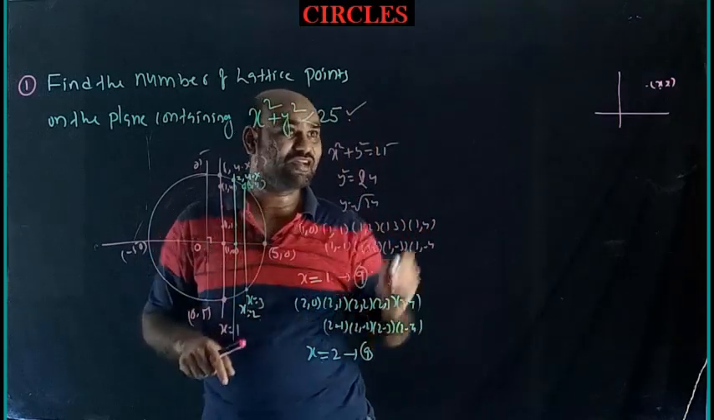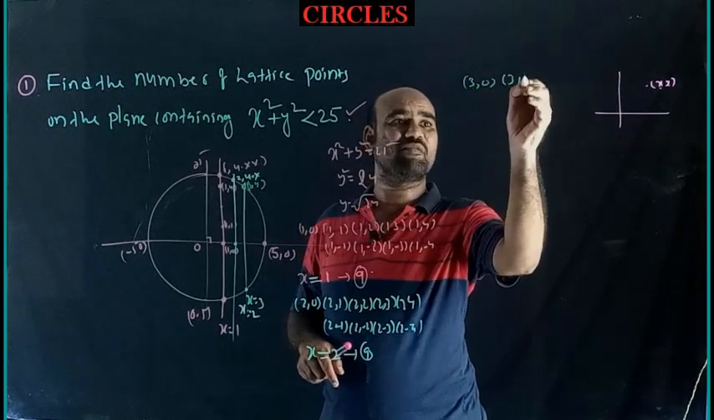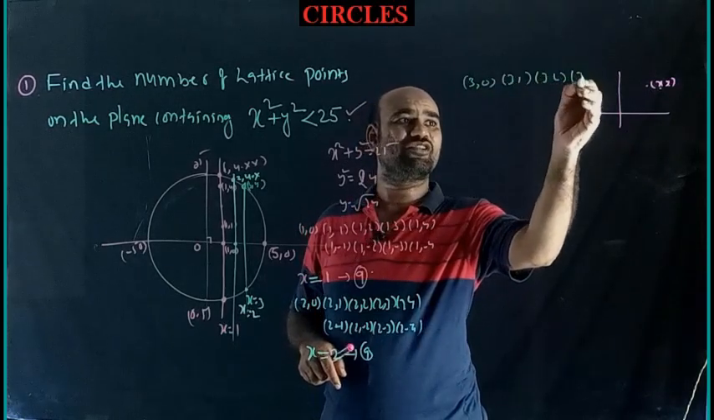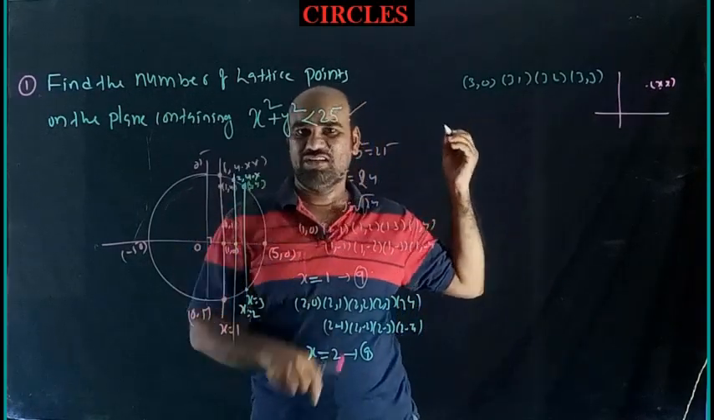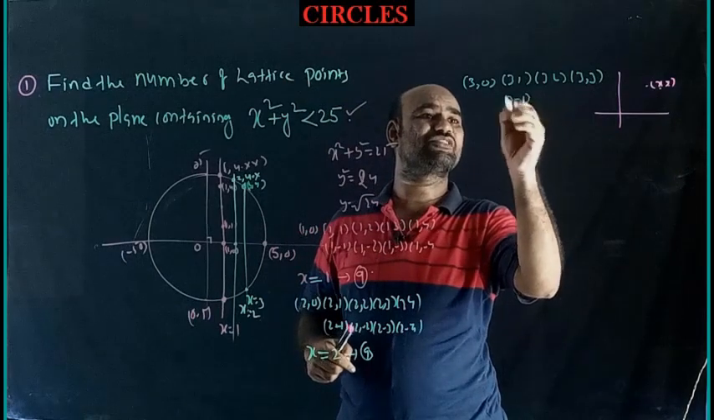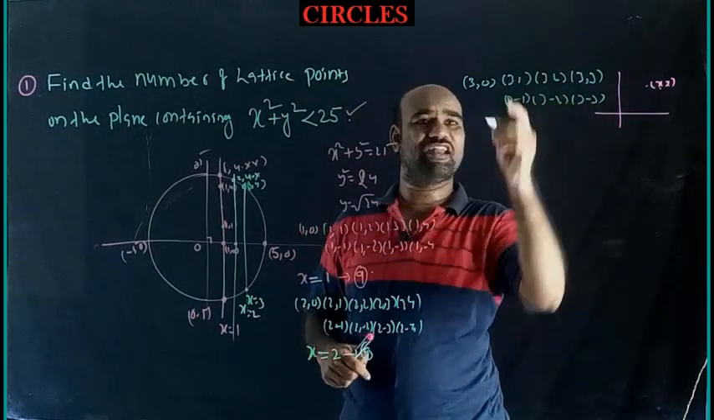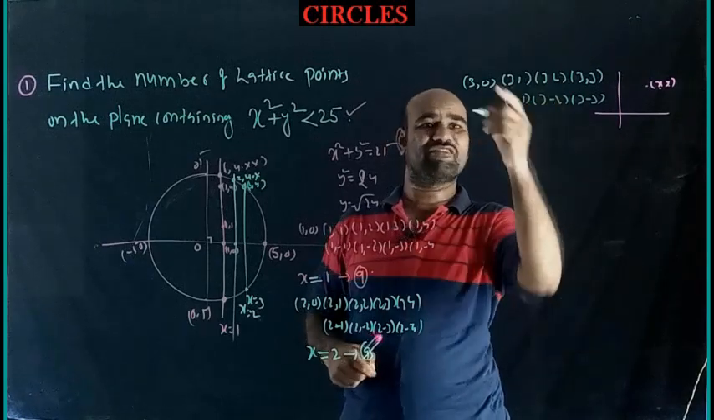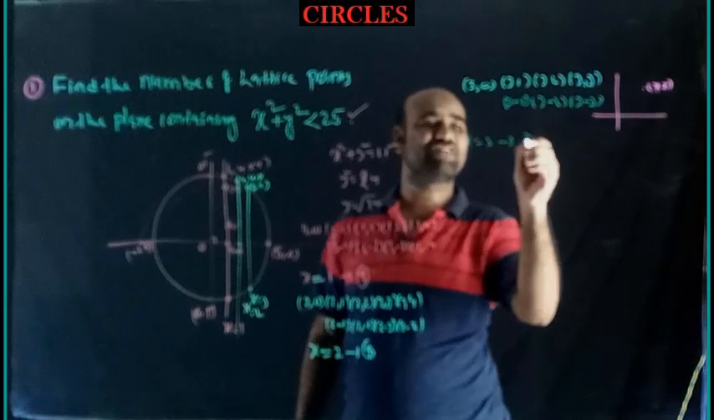So what happened? Here 3 comma 0 is countable, 3 comma 1, 3 comma 2, 3 comma 3, but you can't count 3 comma 4. 3 comma 4 is on the circle only. Similarly, below the x-axis we will get 3 comma minus 1, 3 comma minus 2, 3 comma minus 3. Therefore, the x is equal to 3 line is giving 7 lattice points.